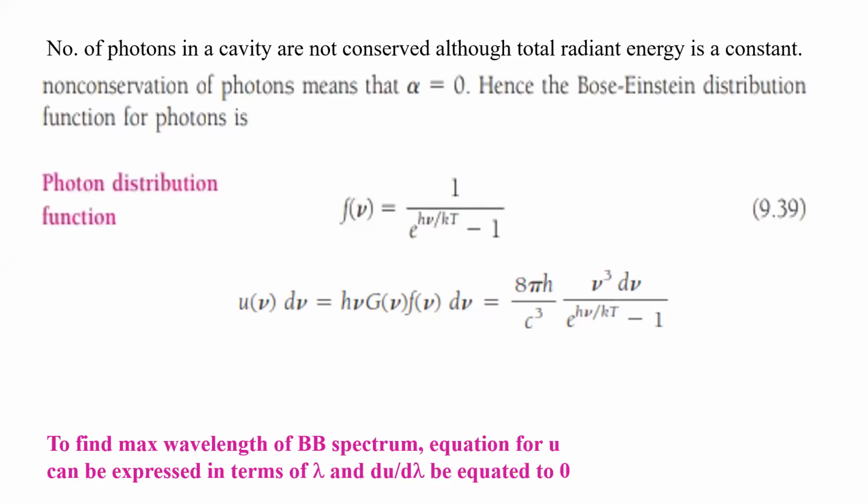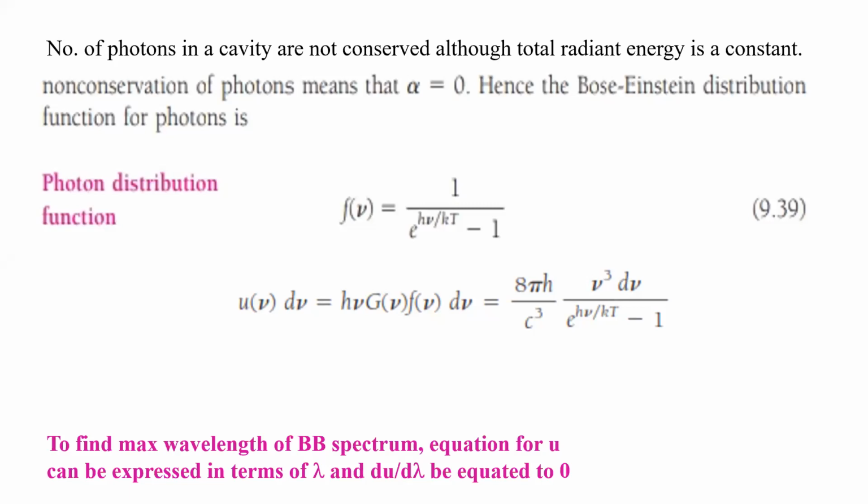However, what is the difference? The difference here is that this photon distribution function has been calculated using the Bose-Einstein distribution function for the photons. And for photons, alpha is equal to 0. The number of photons does not remain constant. However, the energy remains constant. How does it happen?